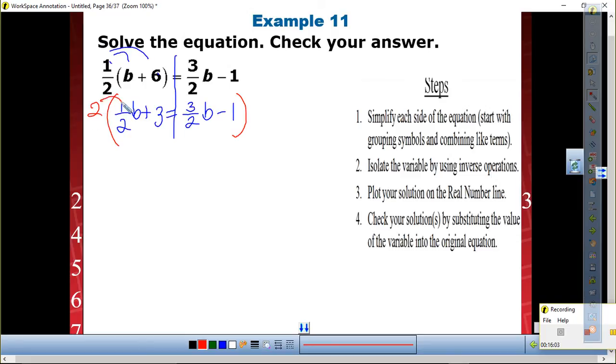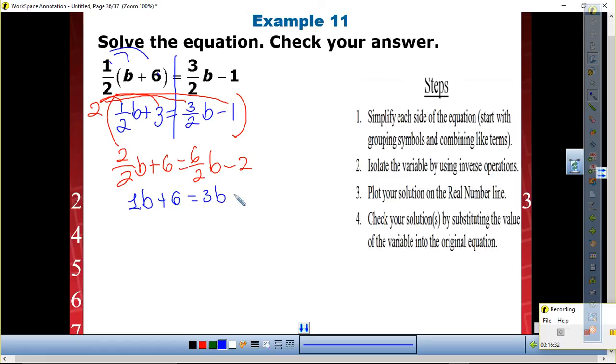So 2 times 1, that is 2 over 2b. 2 times 3 is 6. Minus, what is 2 times 1? 2. Let's simplify that. What is 2 over 2? That's 1b plus 6 equals 3b minus 2. Do you know what to do from there? Yes. Finish it off.